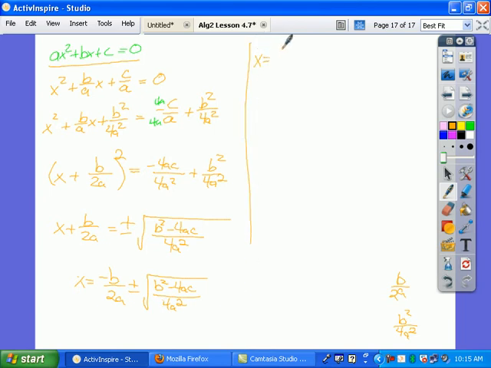And so we get x equals negative b over 2a plus or minus the square root of b squared minus 4ac all over, and let's think about it. If I take the square root of 4a squared, that should just give me a 2a. But now I see that I have, again, two fractions. Both have a denominator of 2a. And so I'm just going to add those. And so what we get is x equals negative b plus or minus the square root of b squared minus 4ac all over 2a.